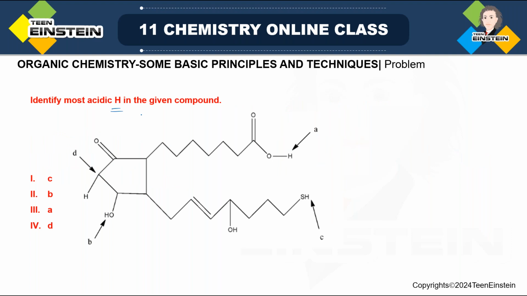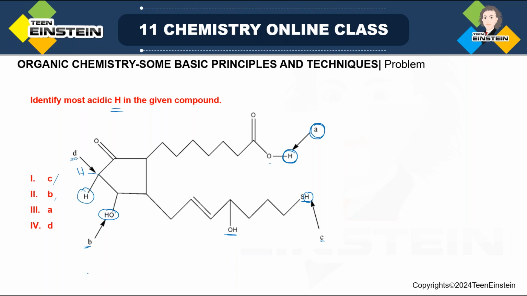Identify the most acidic hydrogen in the given compound. Now look at the groups. Option C, B, A, D. So here A is this hydrogen. This is A. Then we have the SH group. This hydrogen we are calling C. Then we also have the OH group, though this OH group is not marked. Here we have this OH, which is B. And here we have these 2 hydrogens. So any of these hydrogens you can consider as D.